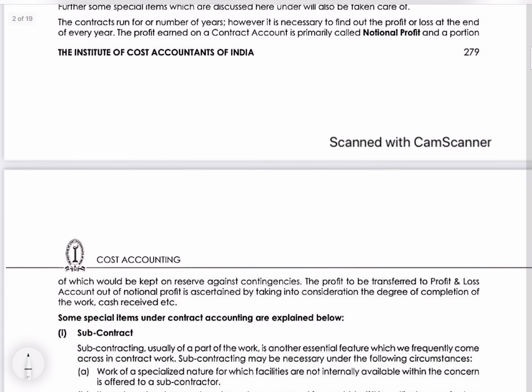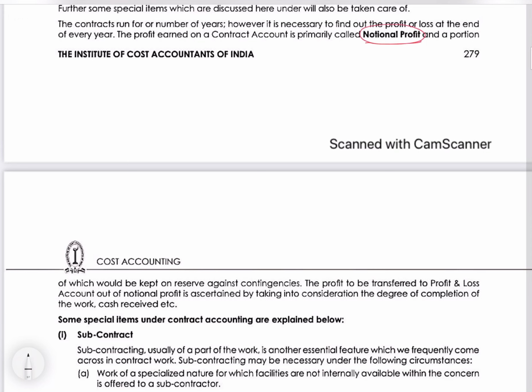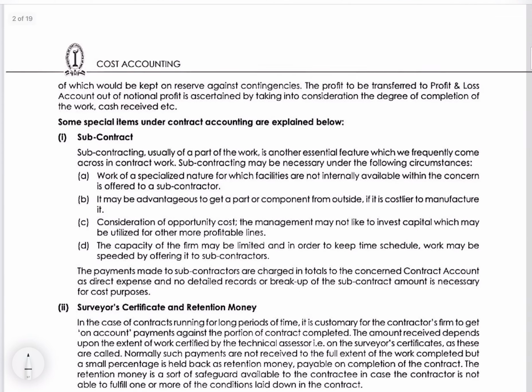Then the next term you come across is notional profit. Notional profit is presumed profit. At the end of the accounting period, your project may not be over. So the question arises, how much profit have we made? We will use some guidelines, and on that basis we will recognize revenue, and when we net off revenue and cost, whatever profit we get is not actual profit, because the project is not over. So we call that notional profit.